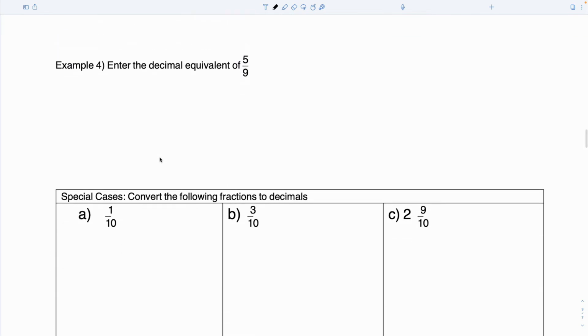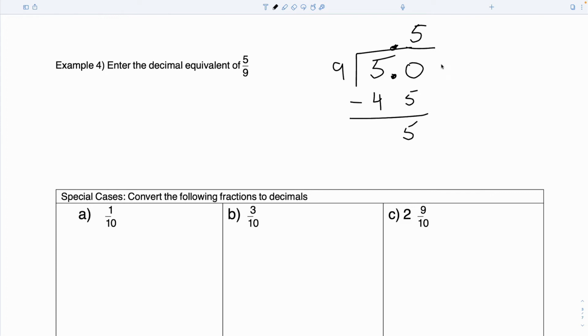Okay, 2 more, and then you are on your own. Enter the decimal equivalent of 5/9. 5/9 is a bit trickier. Here's why. When we divide 50 by 9, something weird happens. If you notice it, raise your hand. Not yet. Hands down. 9 goes into 50 how many times? Chad? 5 times 9 is 45. Okay. Bring down the 5. Add a filler 0.